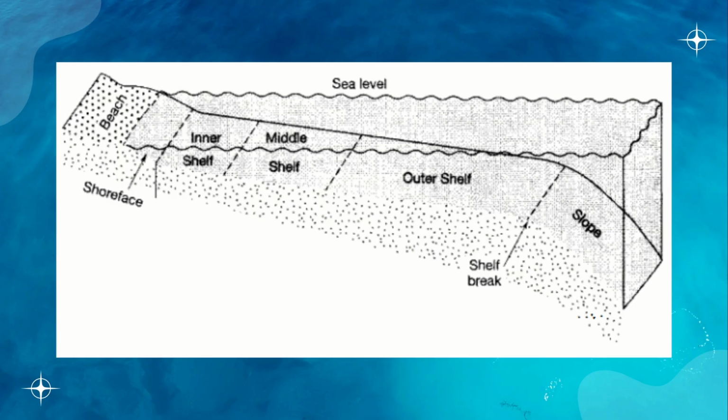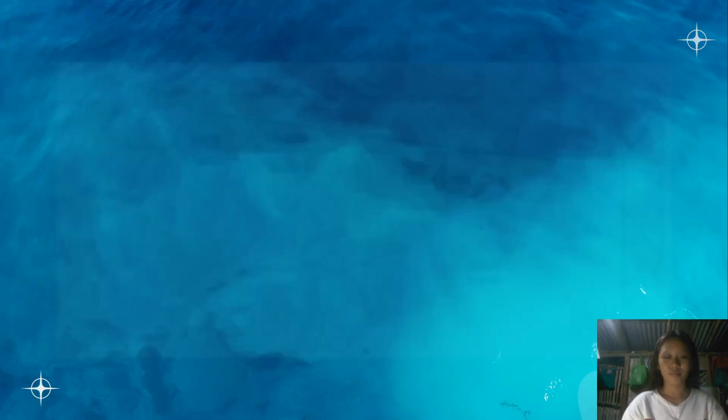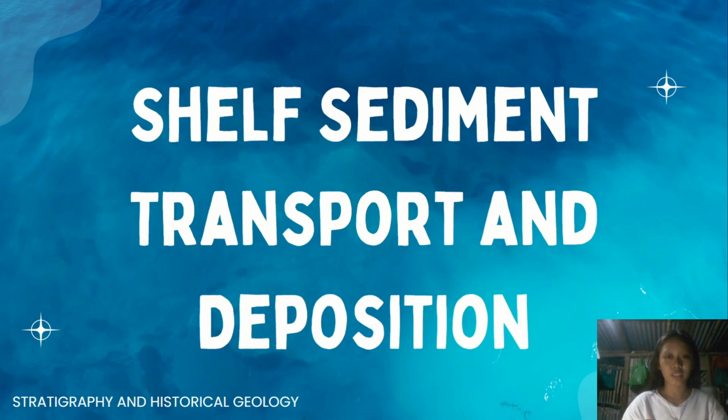Farther out is the outer shelf, the deepest part of the shelf, where stronger ocean currents can move sand and coarser materials. At the edge of the outer shelf is the shelf break, where the slope suddenly drops off into the deep ocean, forming the continental slope. This diagram helps us understand how water depth, energy, and sediment type change from the shore to the deep ocean. And now let's move on to the next slide.